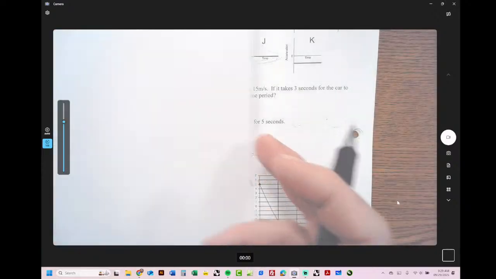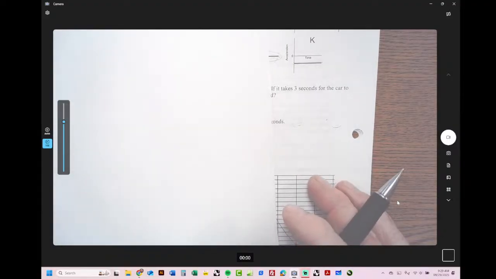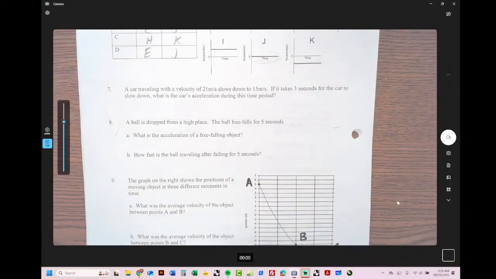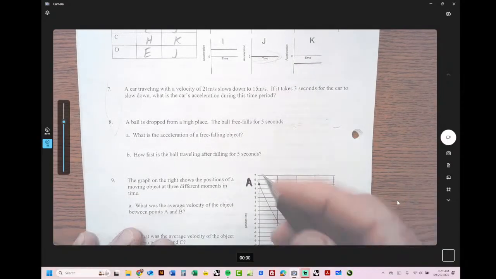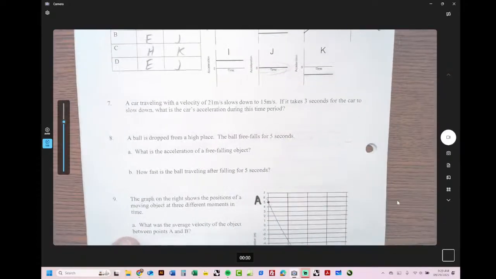I've got an extra sheet of paper. I advise you, if you want to really show all your work, sprawl out on this test, get some extra paper, and you can do your work elsewhere if you want. I'll give you more space than this too. I was trying to conserve paper when I made this.